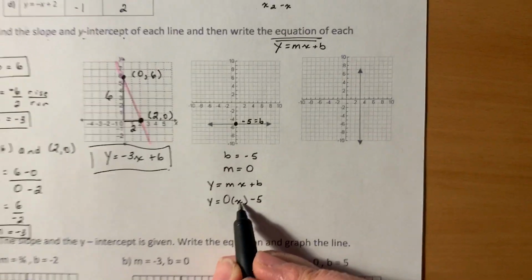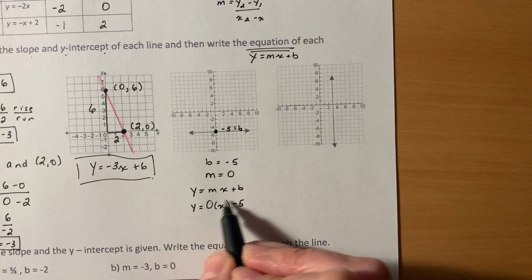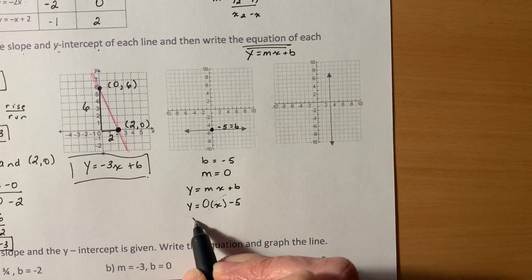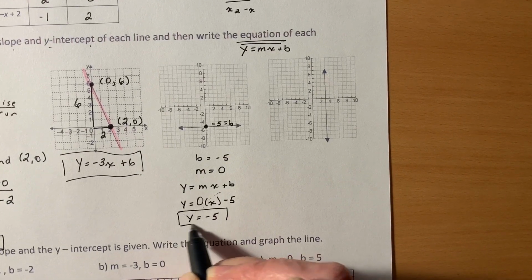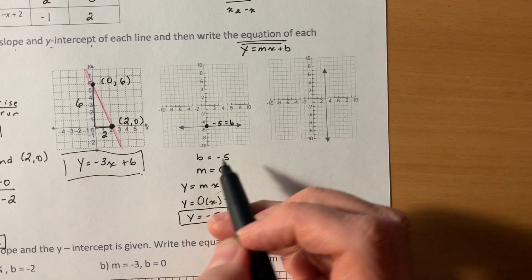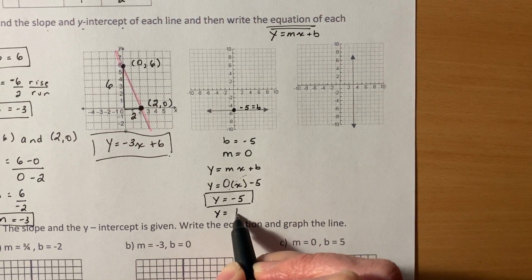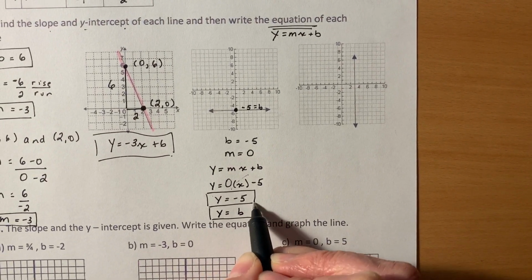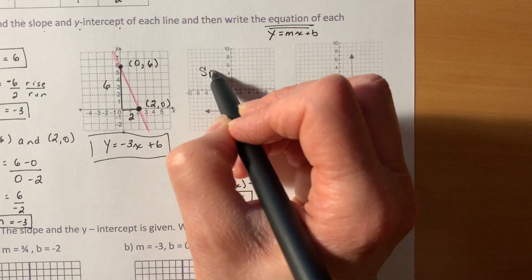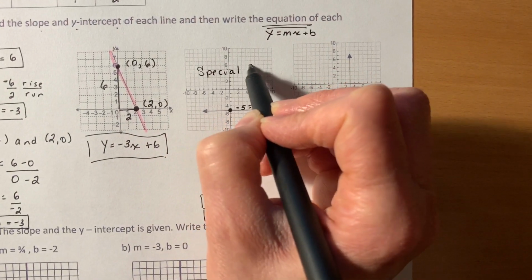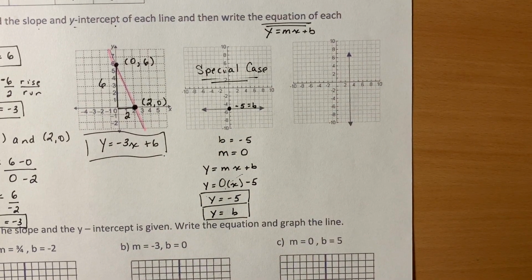What's 0 times any number? It's 0. So this is gone, so I get y equals -5. And that's my equation. This is actually a special case. It's always going to be y equaling the b value. Remember, -5 is the b value, so this one here is a special case because the slope here is 0.